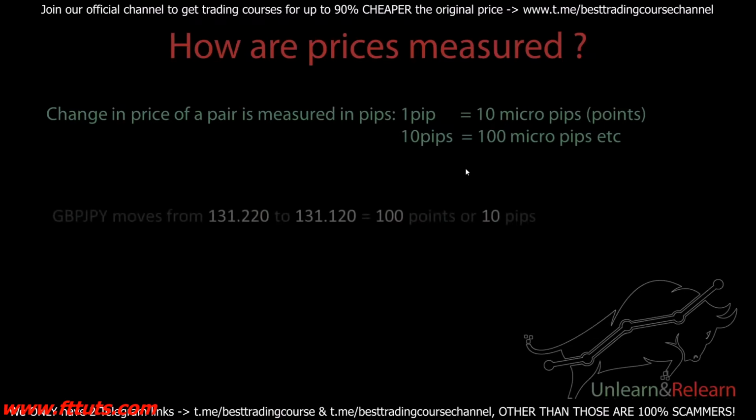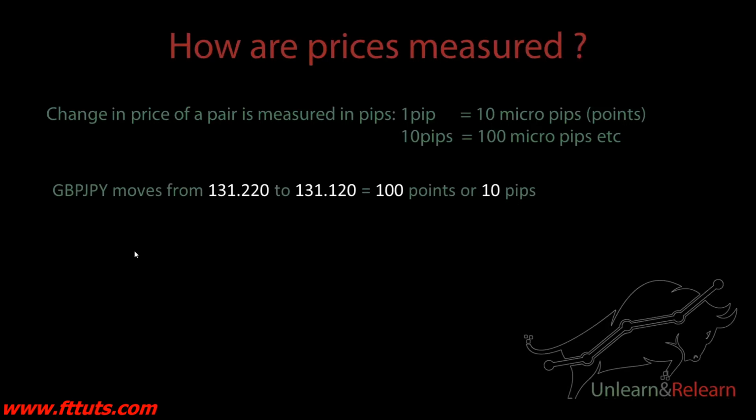So when we're talking about, let's say, GBP/JPY, and for example, GBP/JPY moves from 131.220 to 131.120. That's a difference of 100 points, which also means it's a difference of 10 pips, right? So if you had a buy order at 131.220 and price moved 10 pips below, now you're going to be in negative 10 pips.